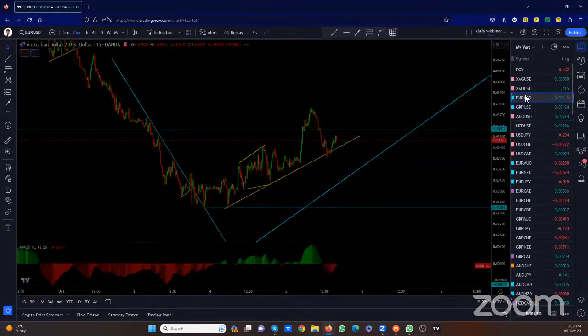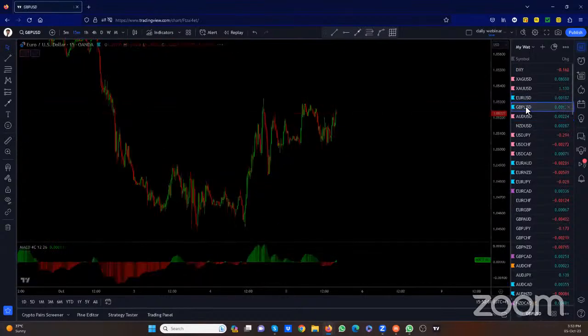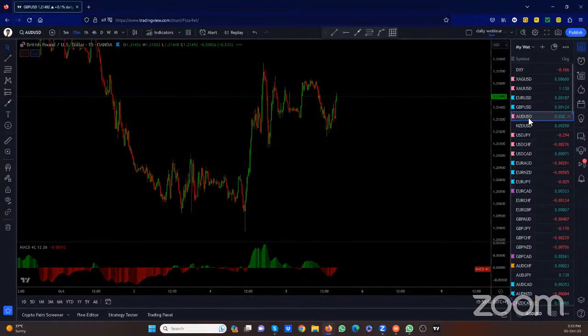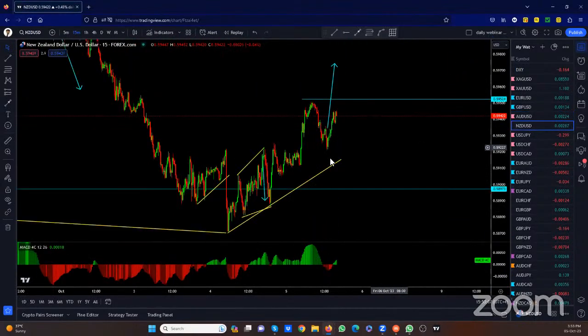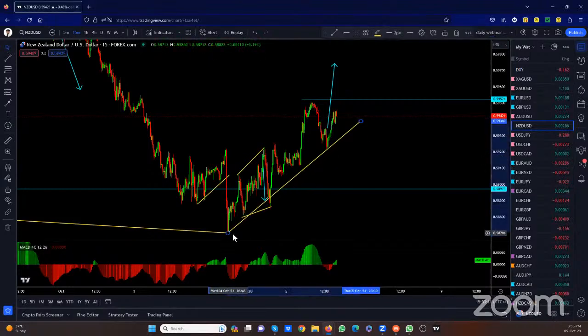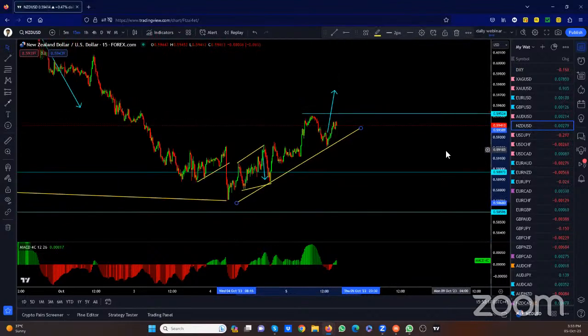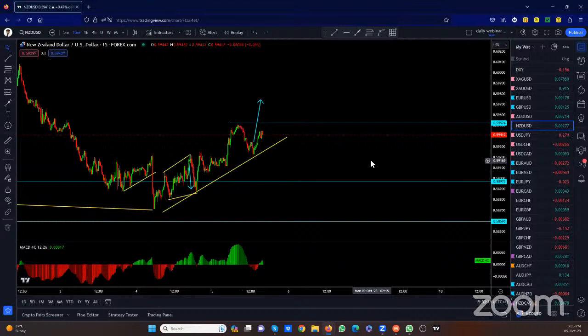So Euro will look for a buy. Pound will go for the buy. Aussie, we're going for the sell. New Zealand, well, it's going back up, but it hasn't met where we wanted it to go. As expected, it's going up, but I don't think the buy is a great idea. We'll give it a try.